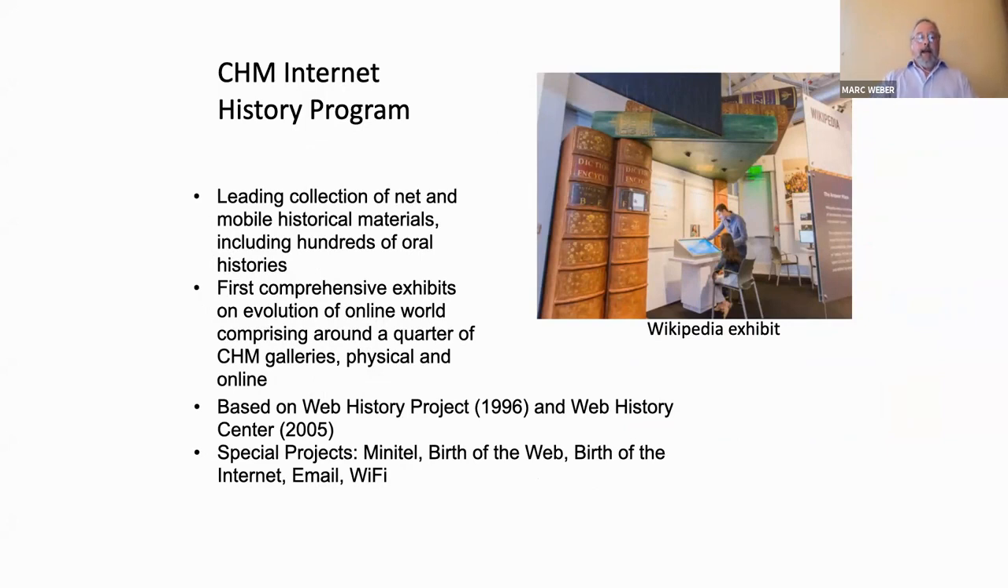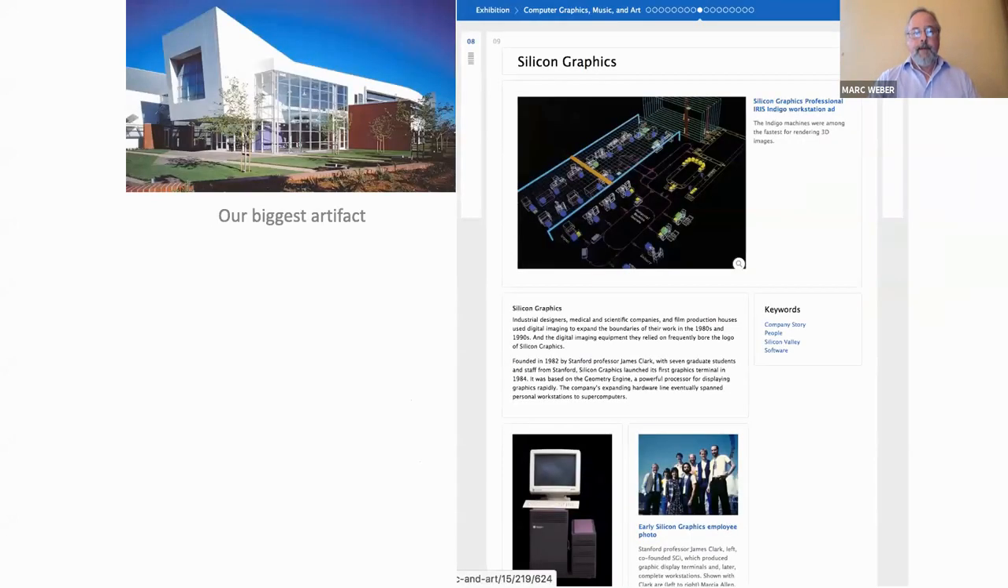Sorry, the next slide, please. And of course, our biggest artifact is the museum itself, which was, and Kurt might correct me, but I've been told, the sales headquarters for Silicon Graphics. And then on the right, you'll see some of the Silicon Graphics material in our permanent exhibition Revolution. And of course, we have many machines in the collection.